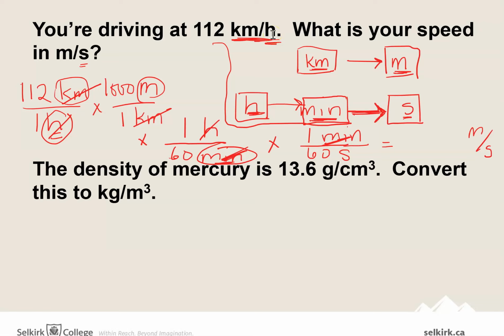All right, you might want to pause and work this on your calculator. One nice thing about stringing the factors all together is that you're less likely to get round-off error. So 112 times 1,000 divided by 60 divided by 60. And how many significant figures do we want? My measured quantity has 3 significant figures, and I'm multiplying, so the rule is that I keep 3 significant figures. The other conversion factors are all exact. That's 31.1 meters per second.